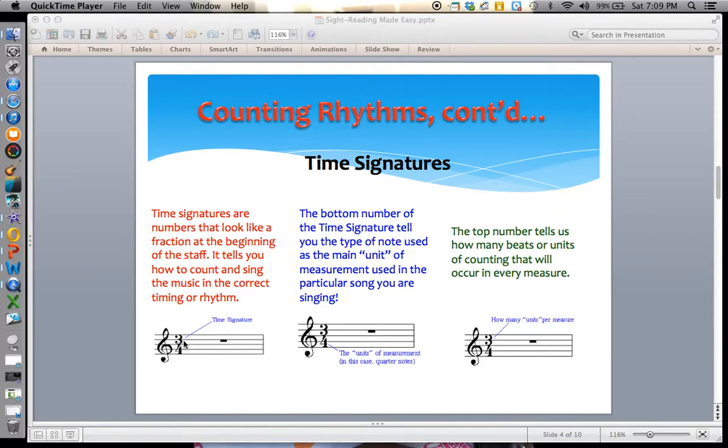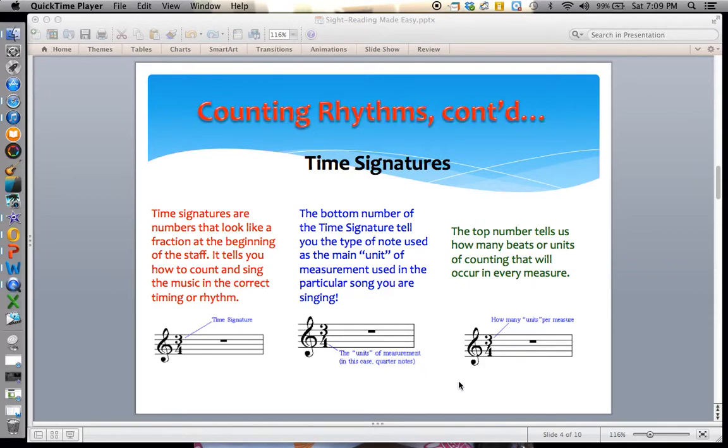This is a time signature. In music we call it 3/4, not 3/4 like a math equation, just 3/4. The bottom number of the time signature tells you the type of note that's used as the main unit of measurement used in a particular song that you're singing. So in this case, the 4 represents a quarter note.